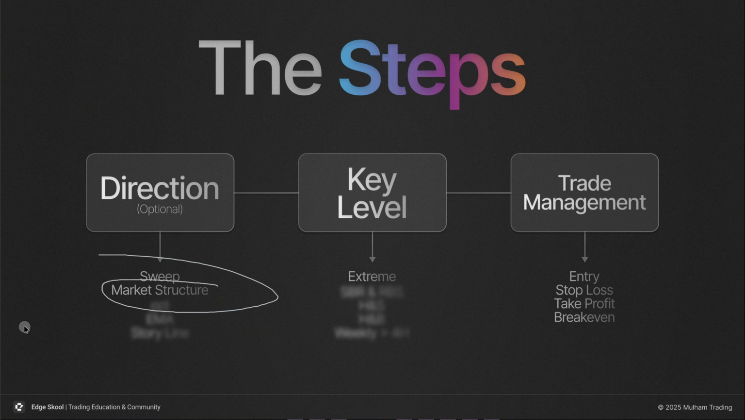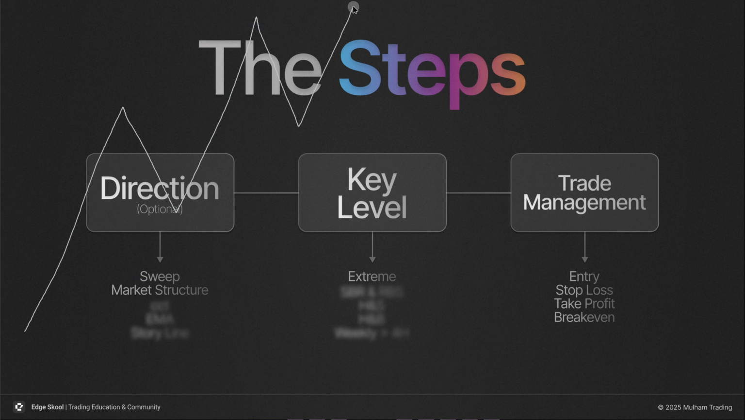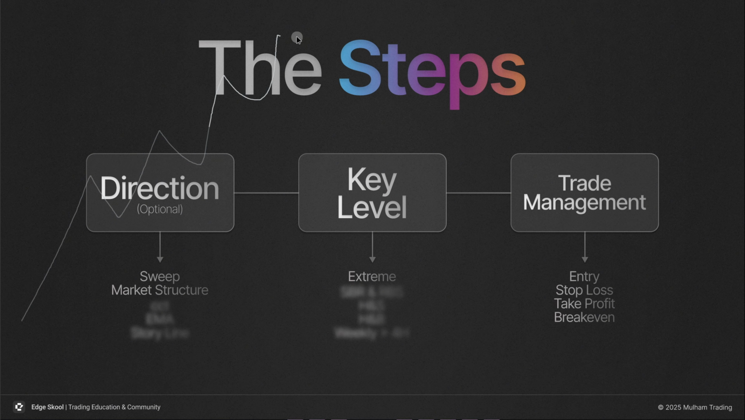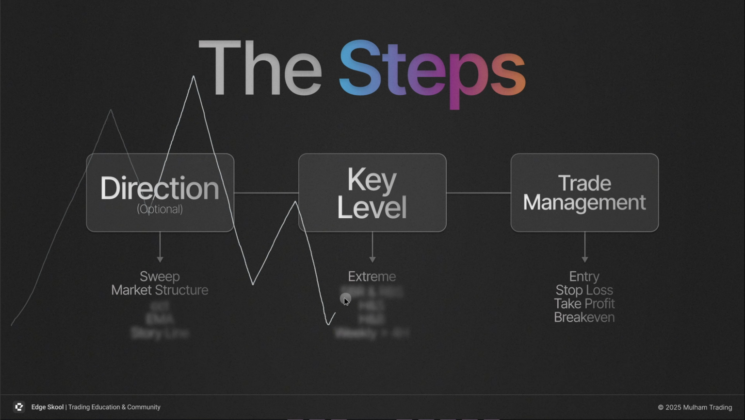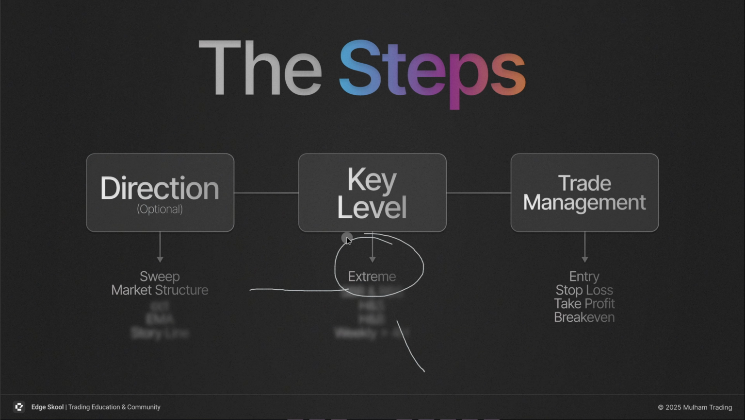Another one is the market structure. We've always been talking about market structure. If we are creating higher highs and higher lows, that is an uptrend, so we can look for longs here. And the opposite is also true. If we have been moving lower just like this, breaking structure, we can look for shorts. So for the direction, these are 2 methods. There are a lot of other methods that I teach in the Edge School in my community, and these are ones that are also easy to apply, but these 2 can be enough for you.